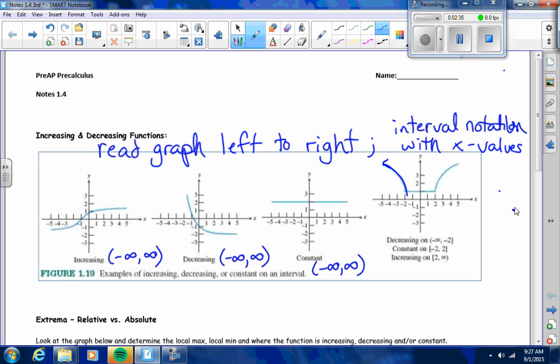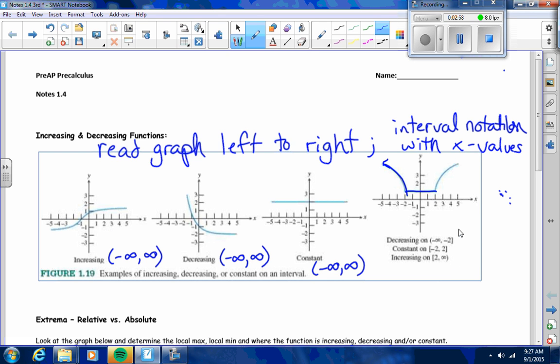Okay. So decreasing from negative infinity to negative 2. Now what's the next thing it's doing starting at negative 2? It's constant. So it's constant from negative 2 to what x value? Positive 2. And then starting at positive 2, it is increasing. Okay? Increasing on 2 to infinity.